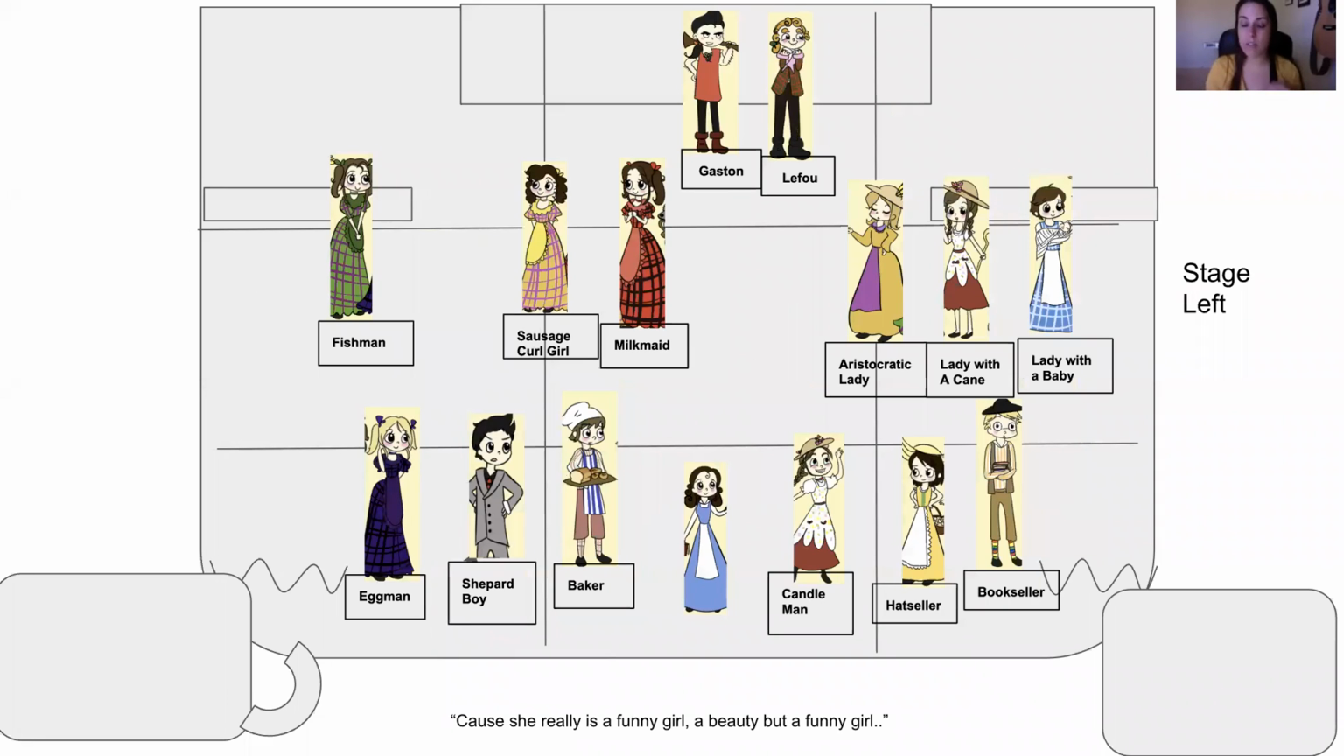Okay, so the absolute finale, because she really is a funny girl, we're getting in 2 lines. So it's not drawn very straight in a line, but Fishman, Sausage Girl, Milkmaid, Aristocratic Lady, Lady with a Cane, Lady with a Baby are all in the back line. Everyone else is in the front line. A beauty but a funny girl, she really is a funny girl.